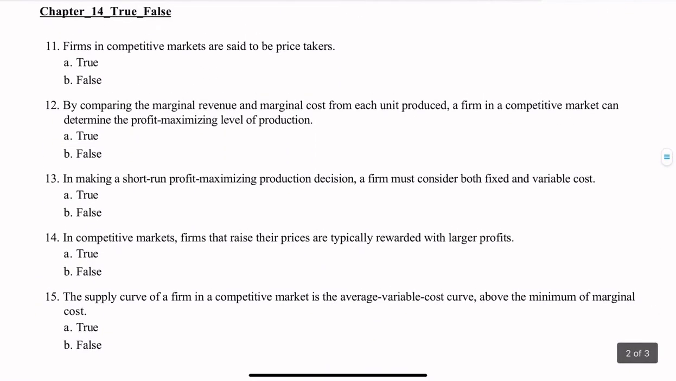Okay, 11th. Firms in competitive markets are said to be price takers. Oh, this is definitely correct. By comparing marginal revenue and marginal cost from each unit produced, a firm in a competitive market can determine the profit maximizing level of production. So we know that for a competitive firm, its profit maximizing condition is marginal revenue equals marginal cost. So this is essentially equivalent to saying the firm is comparing marginal revenue and marginal cost. So we can see that this statement here is correct.